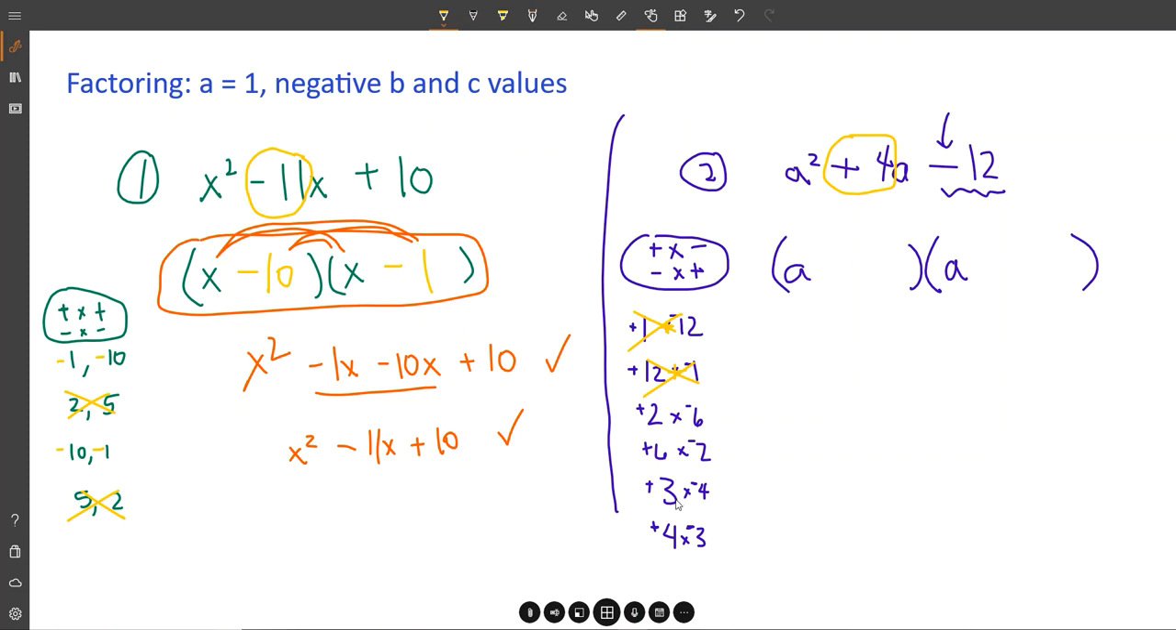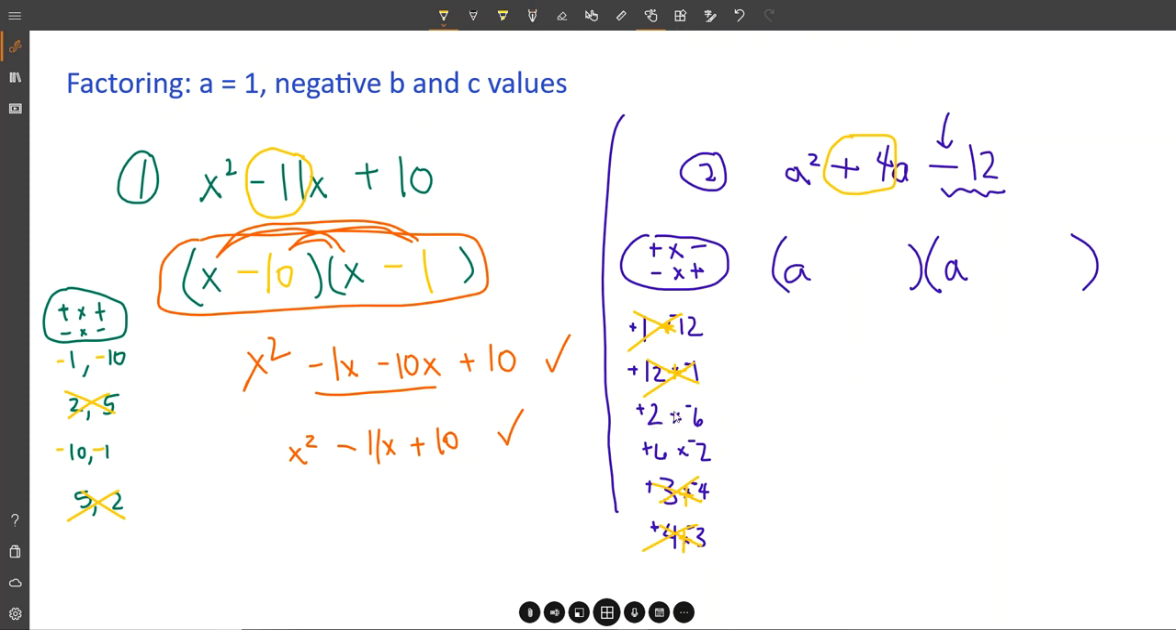I'm going to jump down here to the 3 and the negative 4. Plus 3, or positive 3, plus a negative 4. That equals negative 1. That's not going to work. Positive 4, remember I'm adding to get the B term. Positive 4 plus negative 3, that's going to equal a positive 1. That's not going to work. So I'm here. Notice that 6 and 2 are 4 away from each other. This is good. So which one's going to give me the positive 4?